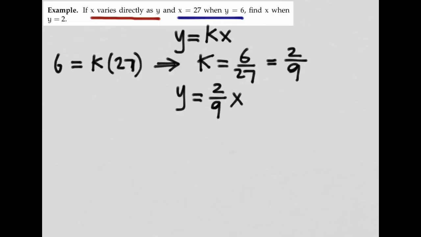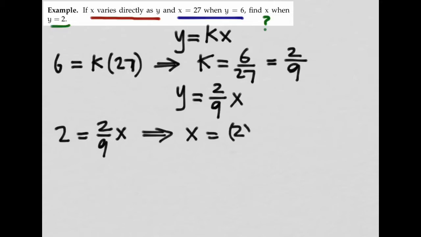What is the question asking? We want to find x. So what is x when y equals 2? When y equals 2, we have 2 equals 2 over 9 x, which means that x is 2 times 9 over 2, which is 9.